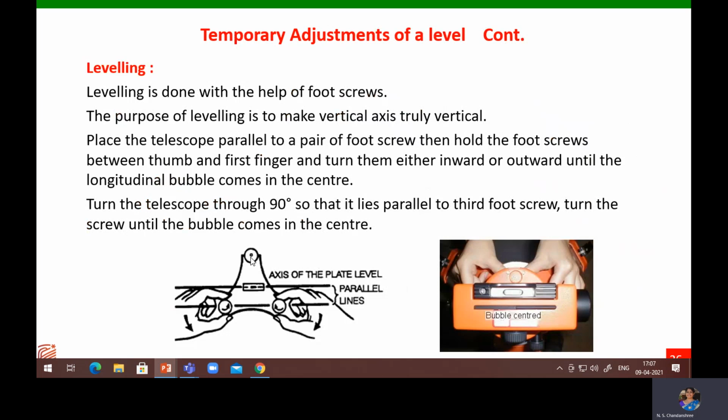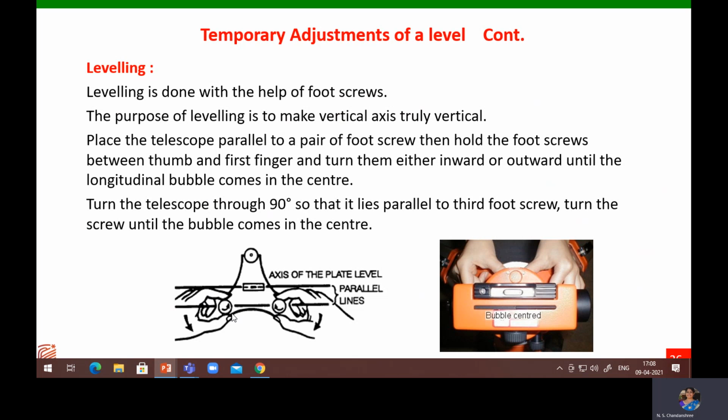Now there is a 3 foot screw system here. Using this 3 foot screw system, leveling is done by the following process. Initially the telescope is kept parallel to any 2 foot screws. We can choose any 2 among these 3 and align the foot screws. Here you see there is one foot screw here, another foot screw here, and the telescope is aligned parallel to these 2 foot screws.